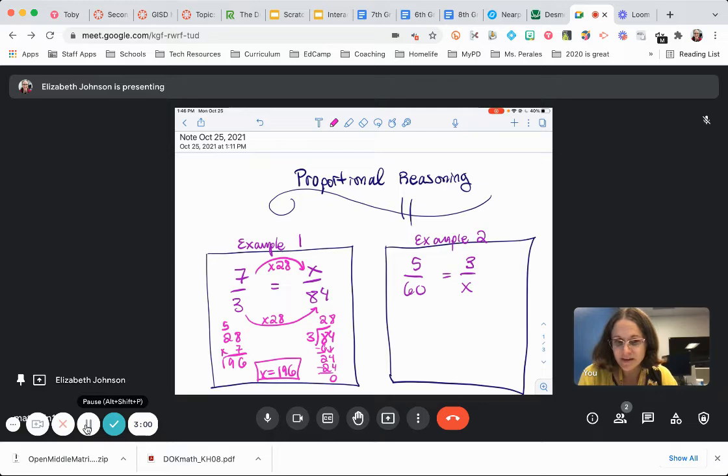So 3 doesn't go into 5 evenly, but 5 goes into 60 12 times. So this time I'm looking within my ratios. I'm looking for a relationship between my numerator and my denominator. And I know that 5 times 12 is 60. Well, since these ratios are equal, since I'm looking at equivalent fractions, that'll be true for my other ratio too. That means that 3 times 12 will give me x. And 3 times 12 is 36. So I know that x is equal to 36. 5 over 60 is the same thing as 3 over 36.